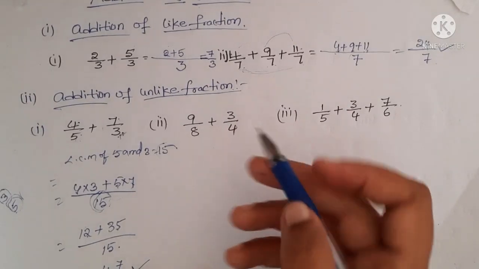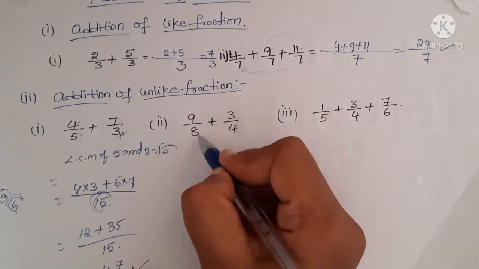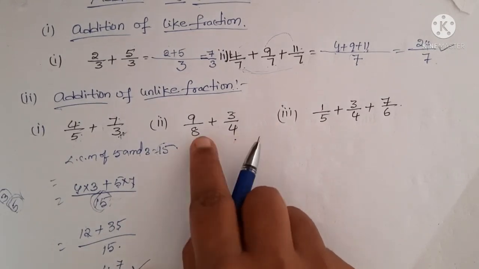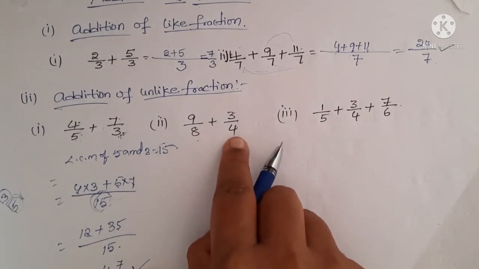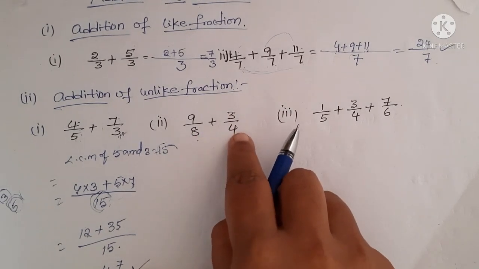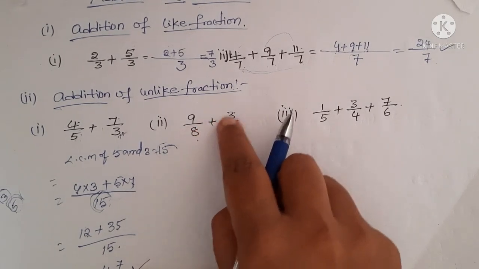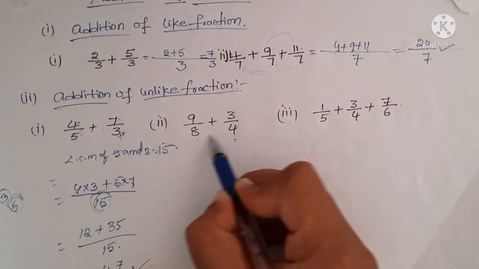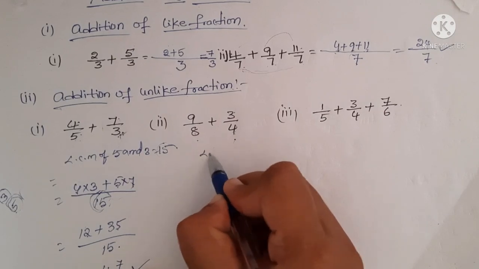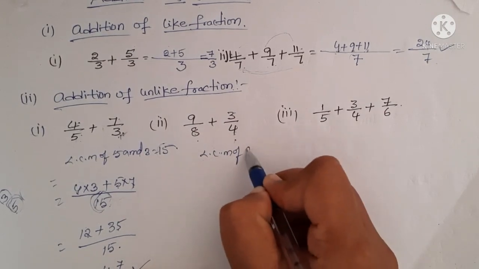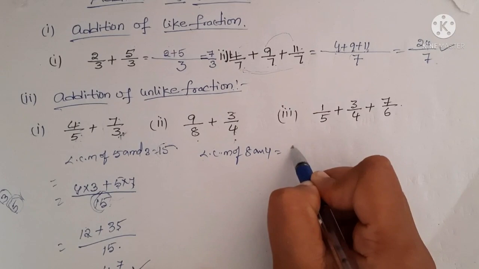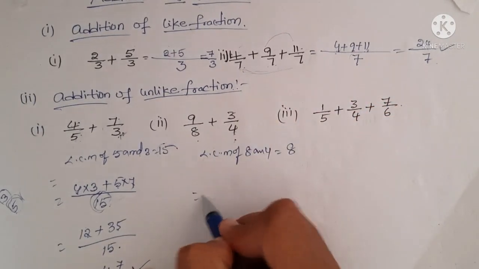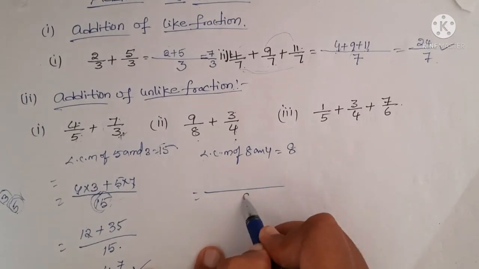And now the next one is 9 by 8 plus 3 by 4. First we check the denominator place. See here we have 8 and 4 in the denominator place, and 4 and 8 are not the same, right? So these fractions are called unlike fractions. Okay, first we have to find the LCM of these two. The LCM of 8 and 4 is 8. Okay. And now this 8 goes here in the denominator place.